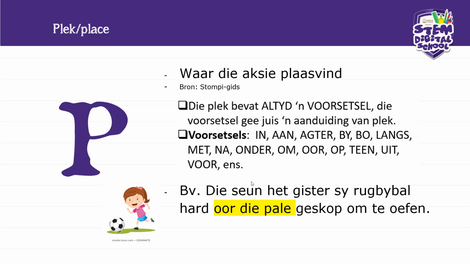So if I have my sentence, die seun again, I'm going to go through it every time like this. Die seun is the subject. Het would be verb 1. Gister, telling me about time. Sy rugbybal, telling me about the object. Hard, the manner in which something is done. And then the place where this is happening, and that is oor die pale. Now look there, oor is my voorsetsel, so it would work together with the place. I can't just say the pale because it won't make sense on its own. I must say oor die pale. So that would be a phrase, which is the place, Stompie place that we have to remember.